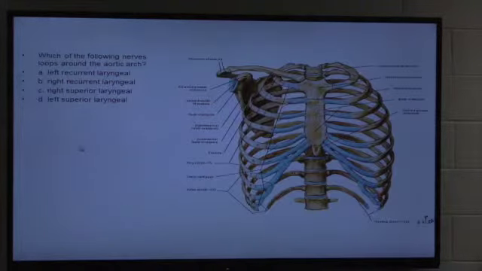Which of the following nerves loops around the aortic arch? Would it be left recurrent, right superior, left superior laryngeal?